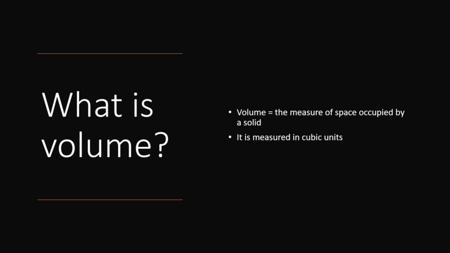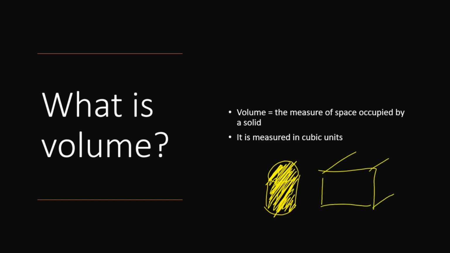So what is volume? Well, volume is the measure of space that's occupied by a solid, and it's measured in cubic units. So for example, if you had a cylinder, and there's a cylinder that I just drew, the volume would be all the space that it occupies. So everything inside the cylinder, all the space that it takes up, would be the volume. And for a rectangular prism, all the space that it takes up, everything inside, would be the volume.